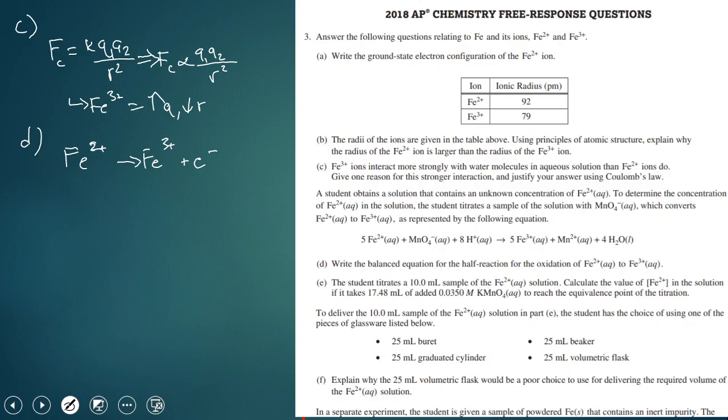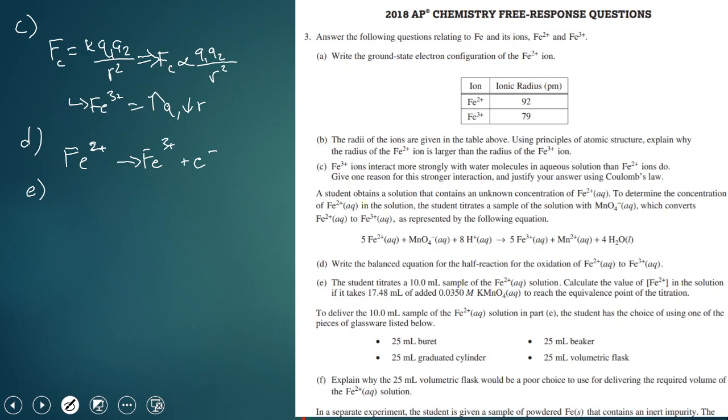So it's probably one of the fastest points you could have gotten on this exam, or probably on any of the exams, even faster than the drawing question, which was fairly simple as well. Okay, part E says the student titrates a 10 milliliter sample of the Fe2+ solution. Calculate the concentration in the solution if it takes 17.48 milliliters of this potassium permanganate at 0.0350 molar to reach the equivalence point of the titration. Okay, so lots of titration questions this year, which is quite interesting.